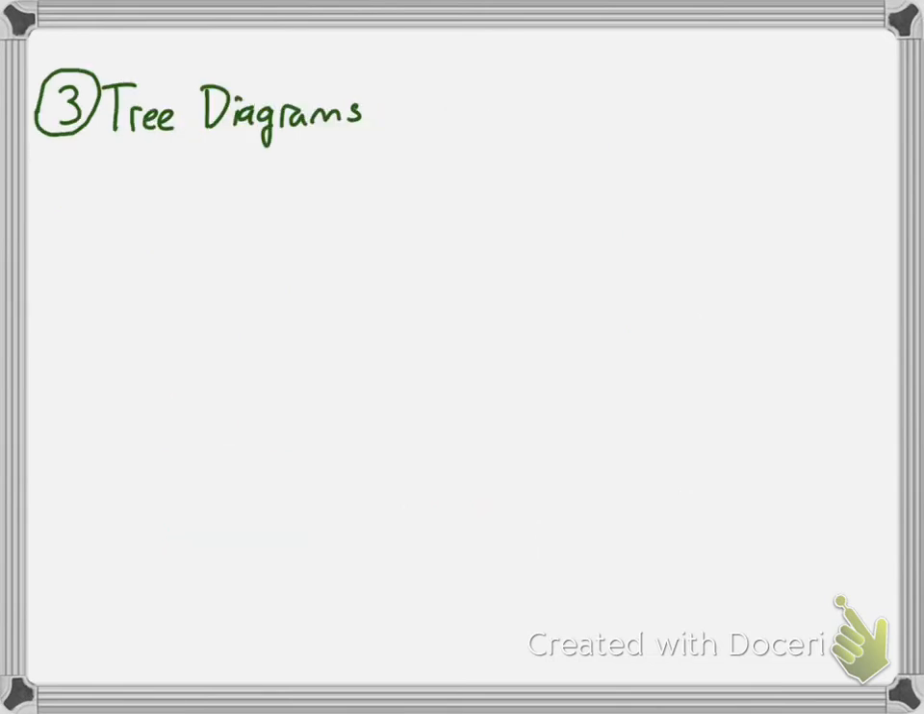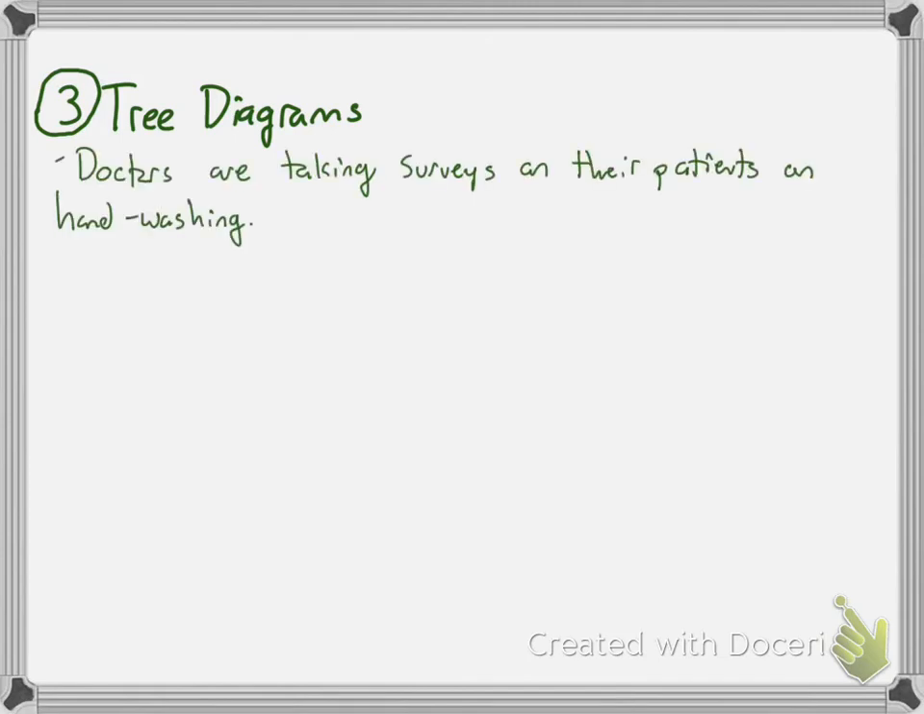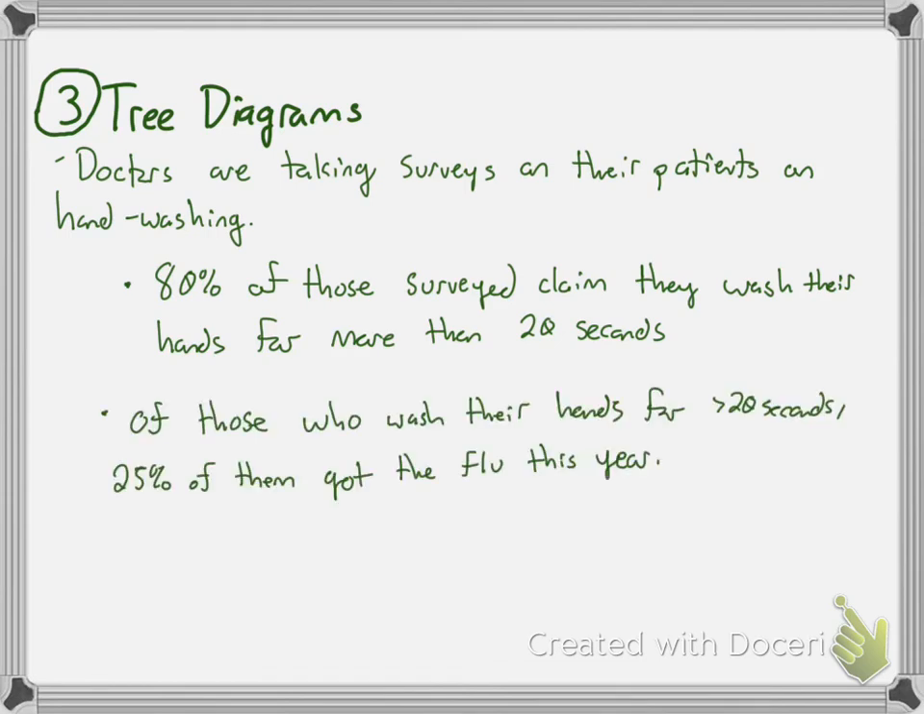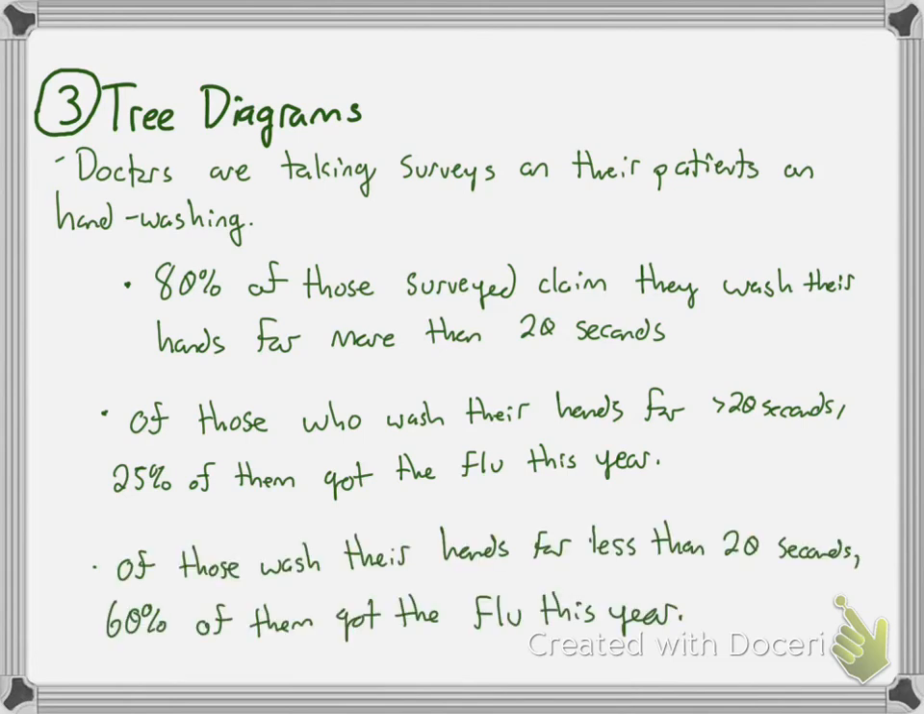The last thing we're going to look at in this video is tree diagrams. This is just another way to look at your data, especially when there are conditional probability formulas. In this example, doctors are taking surveys on their patients on hand washing, and they find that 80% of those surveyed claim they washed their hands for more than 20 seconds. Of those who washed their hands for more than 20 seconds, 25% of them got the flu this year. Of those who washed their hands for less than 20 seconds, 60% of them got the flu this year.